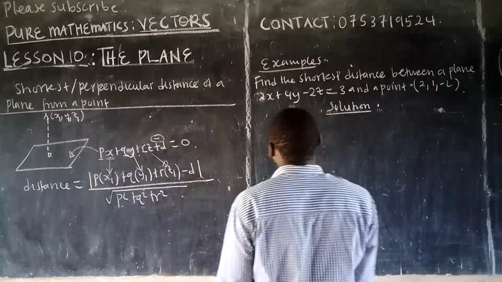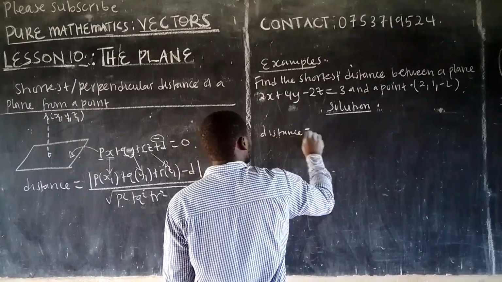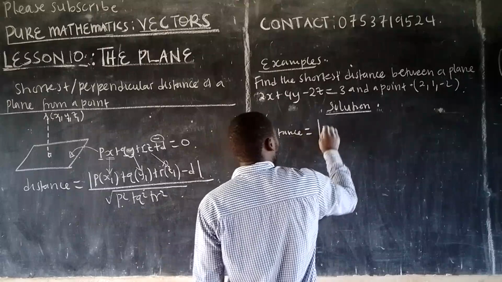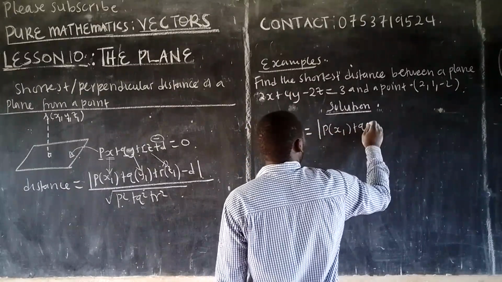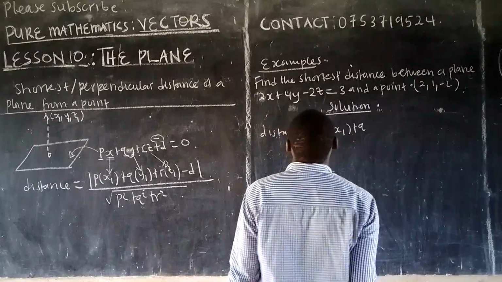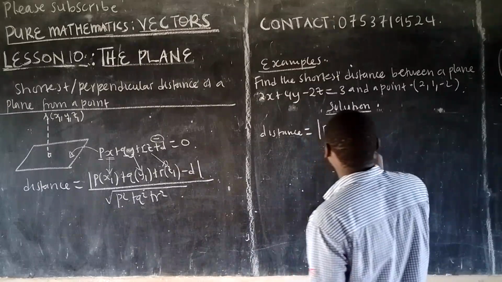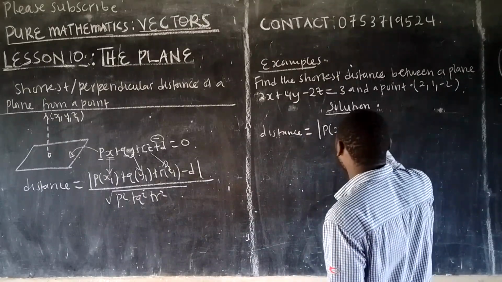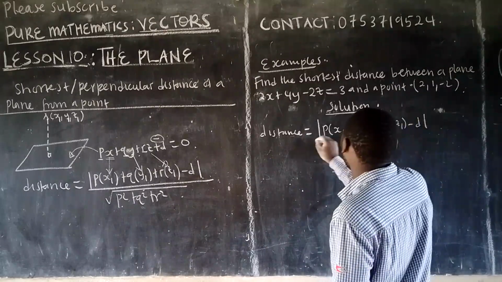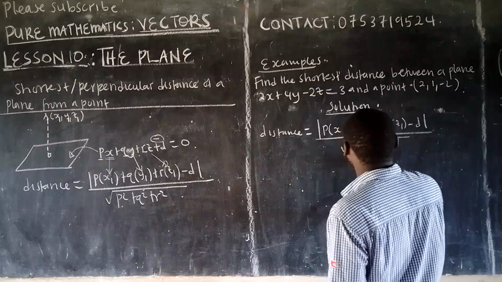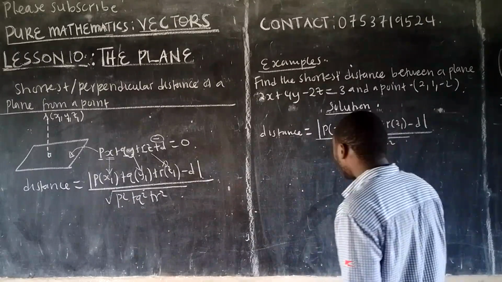So now we shall say that the distance D is equal to the magnitude of Px1 plus Qy1 plus Rz1 minus D, over the square root of P squared plus Q squared plus R squared. That's what you're having.